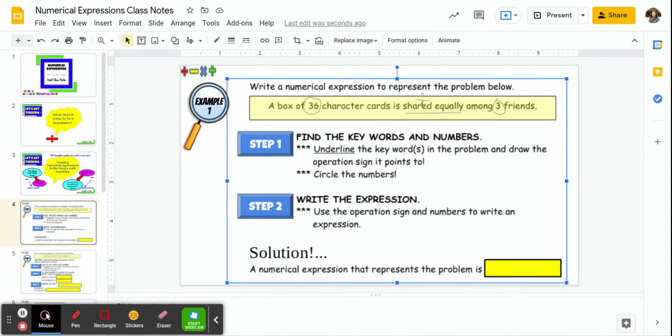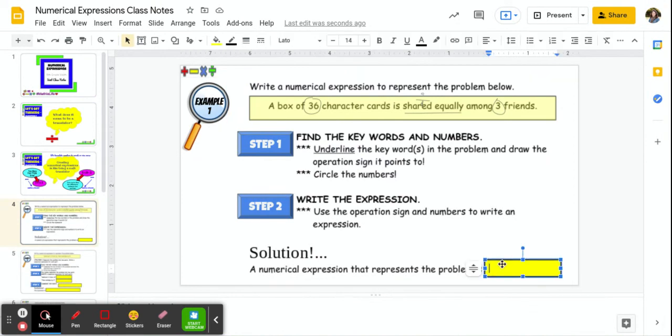We're going to use the operation sign and the numbers to write an expression. Now, when I come down here and click, I know I'm going to have 36, and I know I'm going to have 3. The question is, what order should they be in? Should I have 36 divided by 3 or 3 divided by 36? Well, remember, boys and girls, the first part of our division problem is the part that is being shared. So, what is being shared? The 36 character cards or the 3 friends?